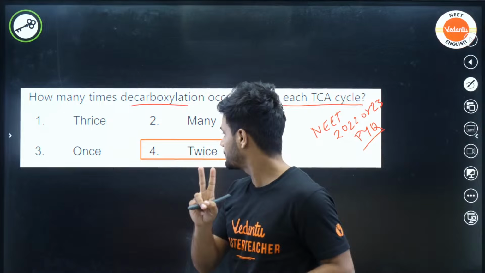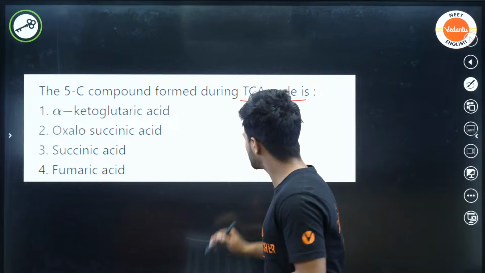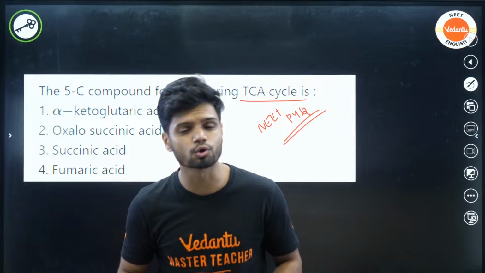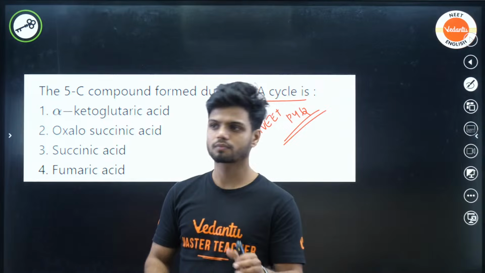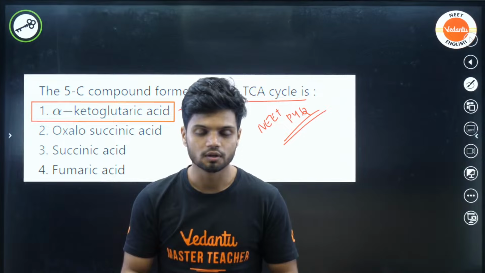Now, the 5-carbon compound in the TCA cycle is, this also is a NEET PYQ. I am including so many questions for every one of you to make sure that you get a sense of how the questions will come from this chapter. The 5-carbon compound is your alpha keto glutarate. From alpha keto glutarate onwards, it's always 4-carbon, but before that it is 6-carbon. Citrate is 6-carbon.